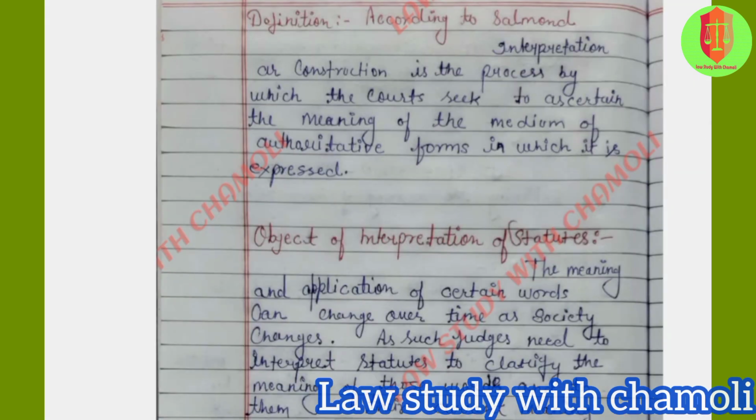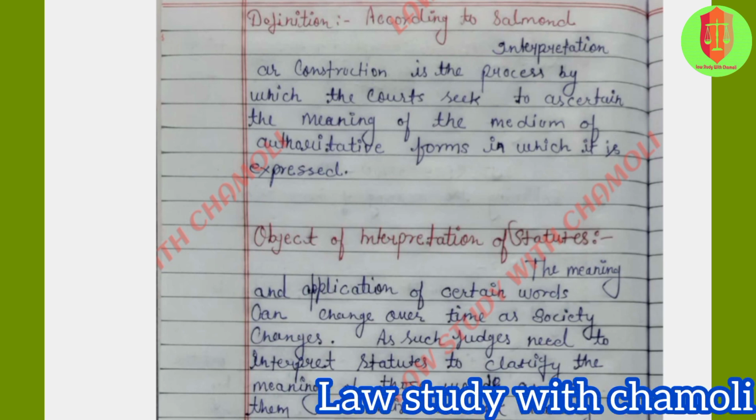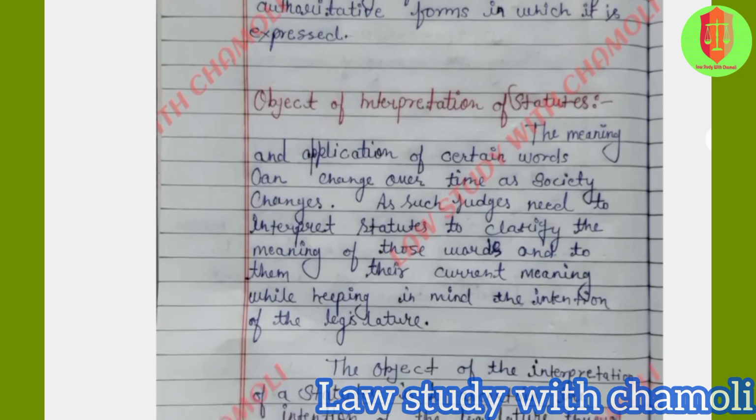Definition according to Salmond: interpretation or construction is the process by which the courts seek to ascertain the meaning of the legislature through the medium of the authoritative form in which it is expressed.